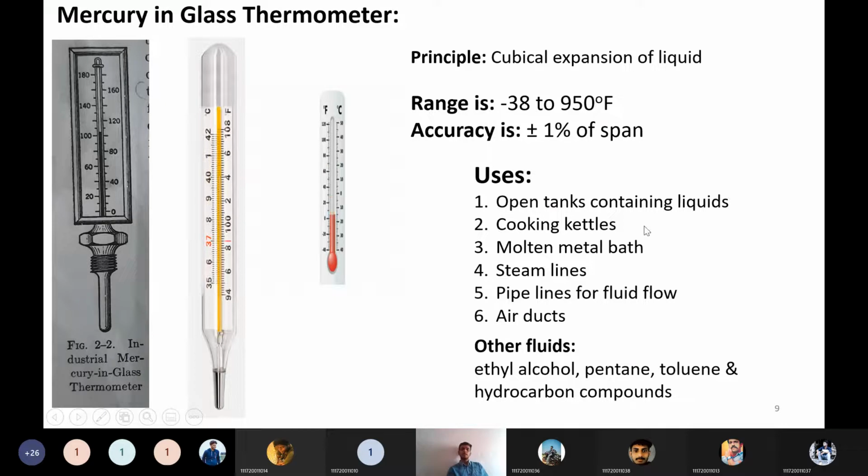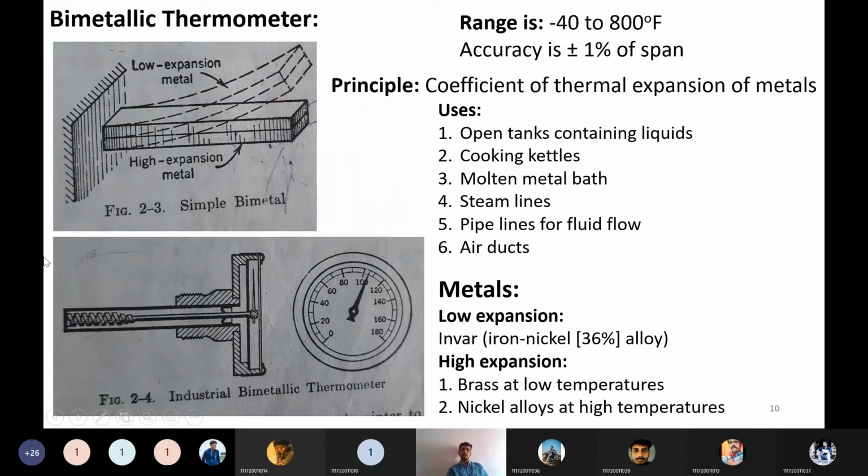They are popularly used for open tanks containing liquids, cooking kettles, molten metal baths, steam lines, pipelines for fluid flow and air ducts. Other types of fluids, as shown here, can also be used in place of mercury as a medium of construction. The next one is the solid expansion thermometer.